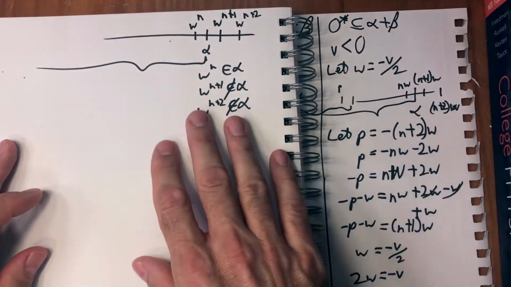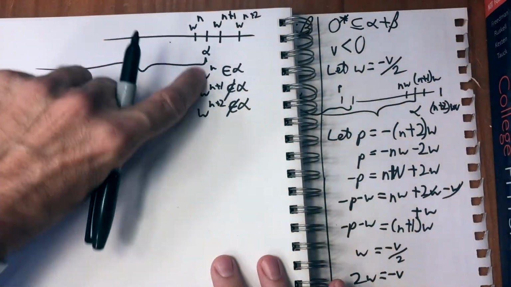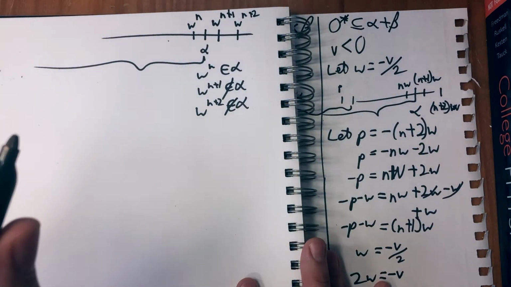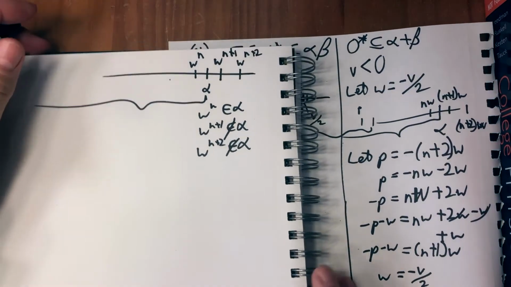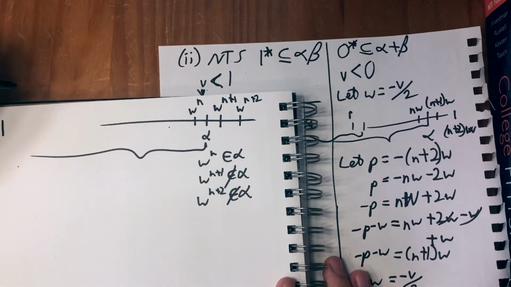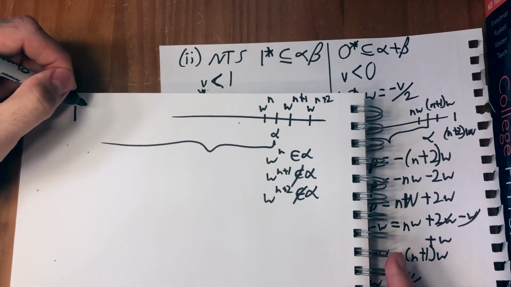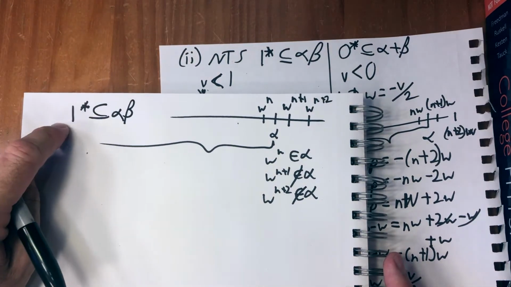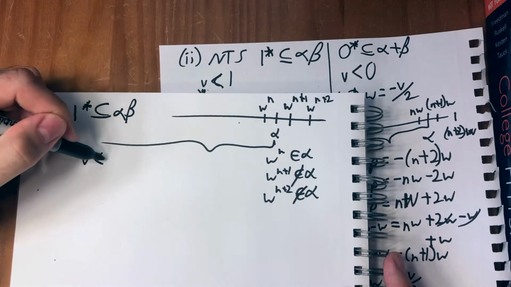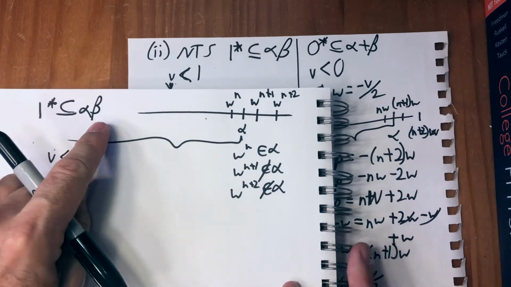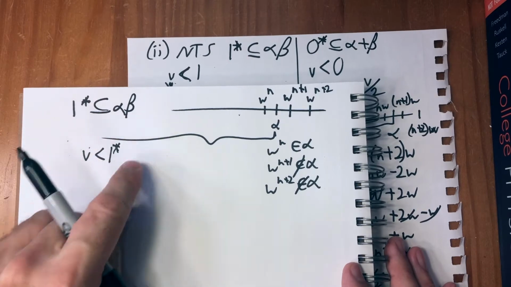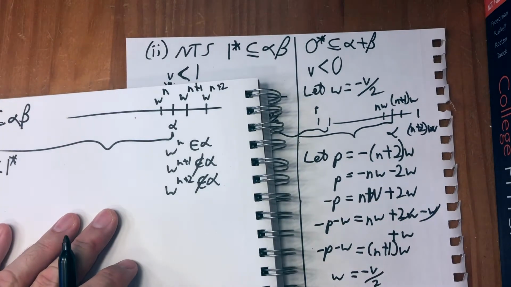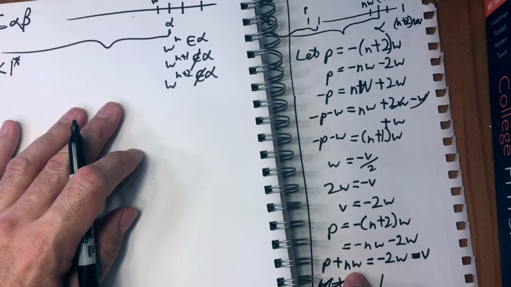Okay, so now I'm going to go through here, but we're going to do everything with exponents instead of addition. What we're trying to prove this time is that 1 is a subset of alpha beta. That means we're going to start with something inside 1, which is V, and show that it's inside alpha beta, whereas here we had P plus NW was alpha and beta.